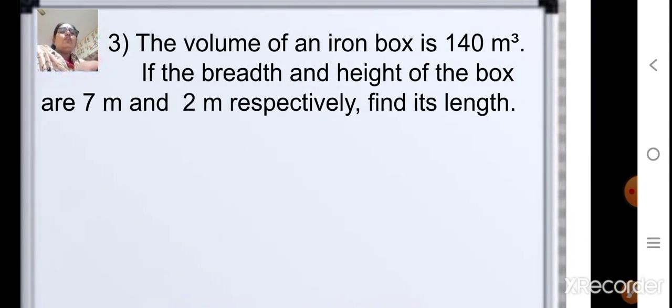Okay, now coming to the word problem. The volume of an iron box is 140 cubic meter. If the breadth and height of the box are 7 meter and 2 meter respectively, find its length. So here the volume of an iron box is given, breadth and height are given. We have to find the length.